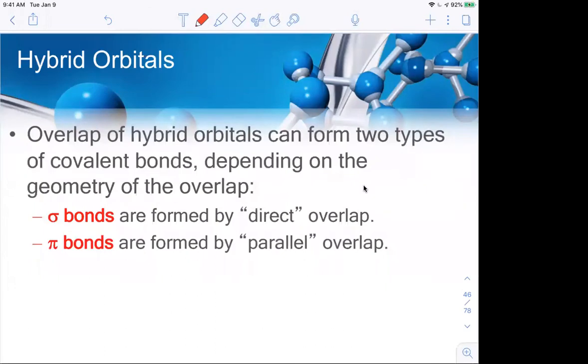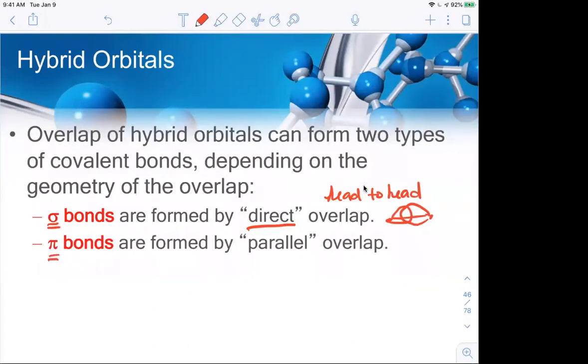Now, just to make things a little bit more complicated, because that's what we're all about in chemistry, haha, not really. Overlapping of hybrid orbitals can form two different types of covalent bonds, and this is dependent on the way that these orbitals will overlap. Sigma bonds are formed by direct overlap. So this is my head-to-head overlap. This is where I have my orbital coming off of my atom and another one coming, and I sort of form a line along the internuclear axis, and I have those two orbitals combining head-to-head.